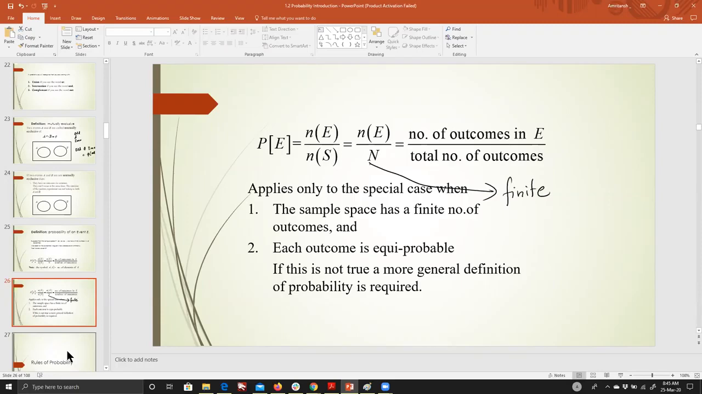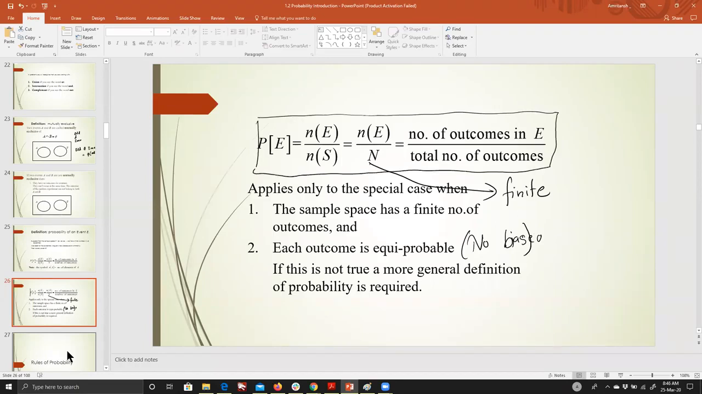Each outcome is equiprobable. So all the E events are equiprobable. There is no bias, so I should write it. No bias, basically. In this case, you are assuming there is no bias in the experimentation or the system. If there is, then you cannot use this equation. So you should try to write it out or try to remember this one.